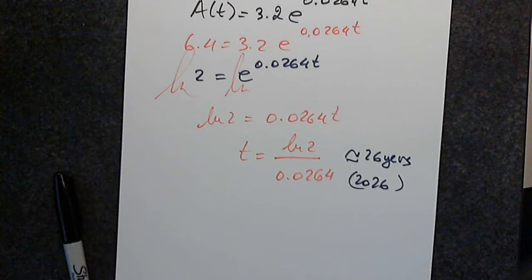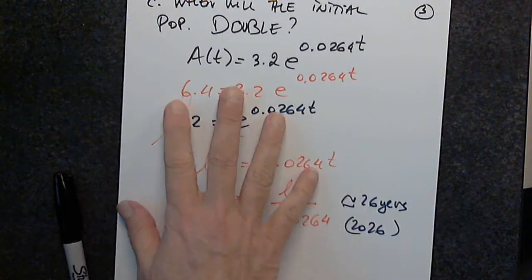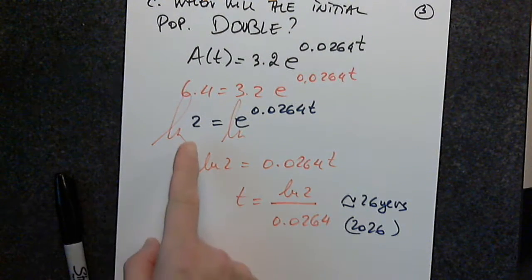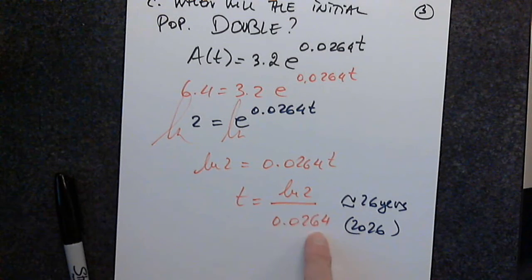So we will be asked to determine when will the population reach such and such, or when the population will double, or when the population will triple. What if the question says, when will the population triple? What will you do? What will be the only change here? Instead of 2, you will have 3. So that's the only change.